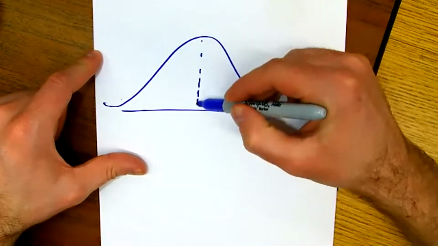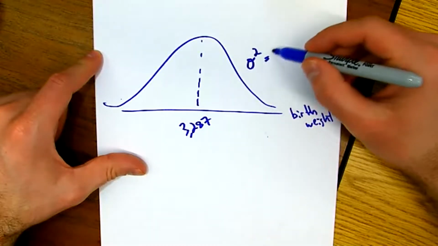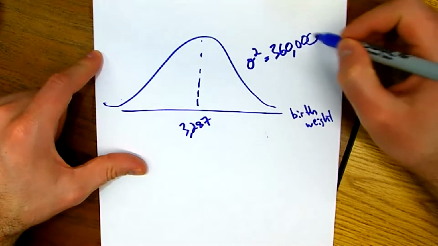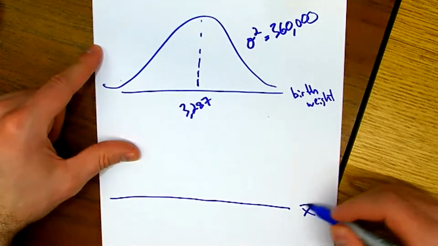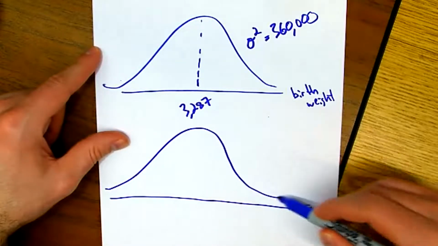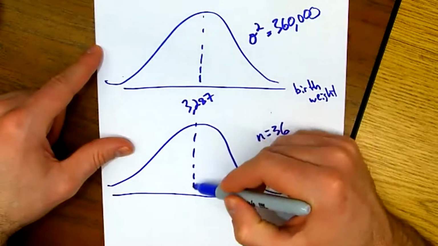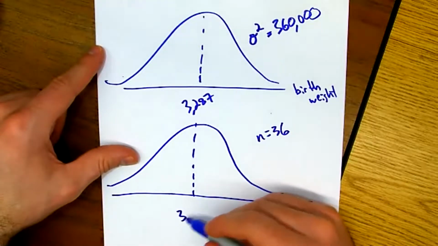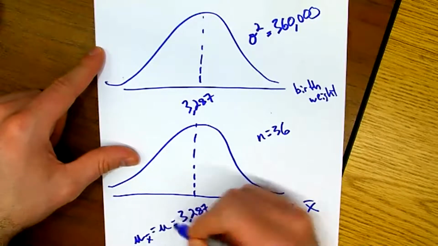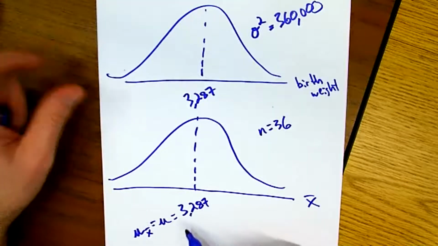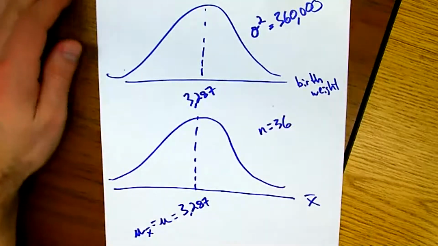We're told that the mean is 3,287, and the variance was, I think, 360,000. So when I'm thinking about the distribution of my sample means, when my sample sizes are 36, well, the distribution of my sample means should be centered around that same value, that population mean. So it should be centered around the same value as the variable that I was sampling from.